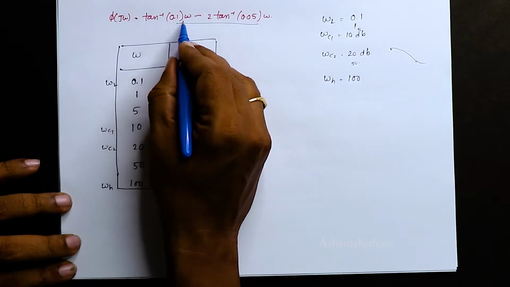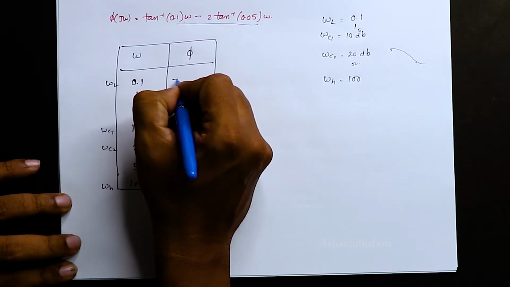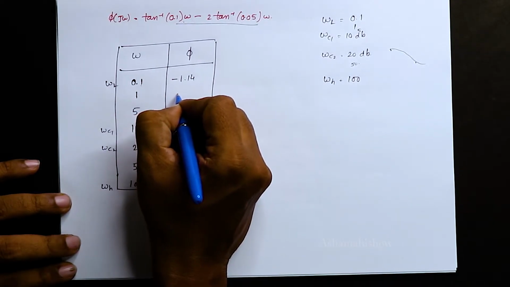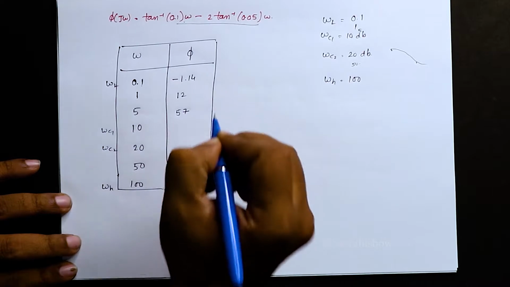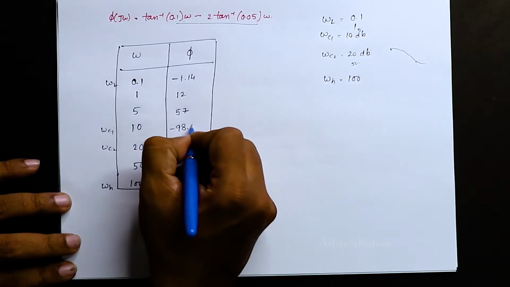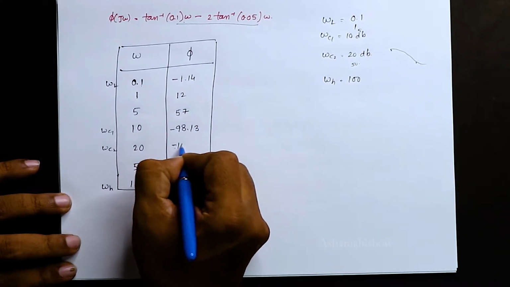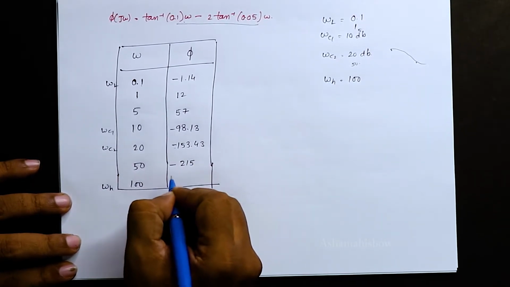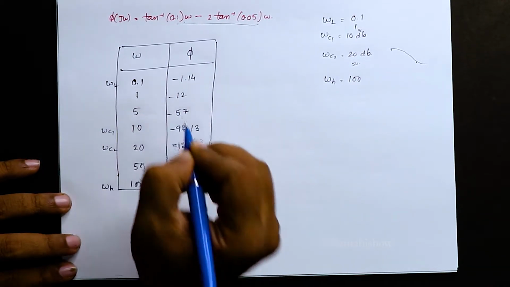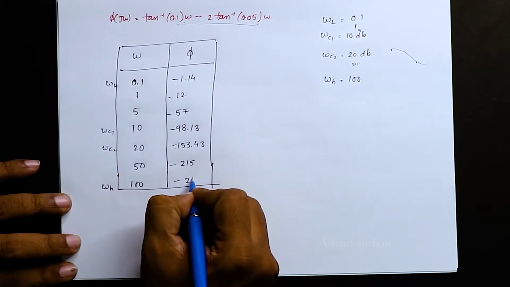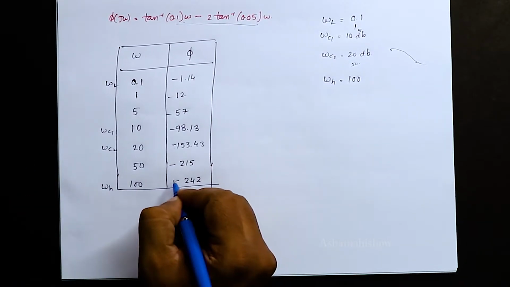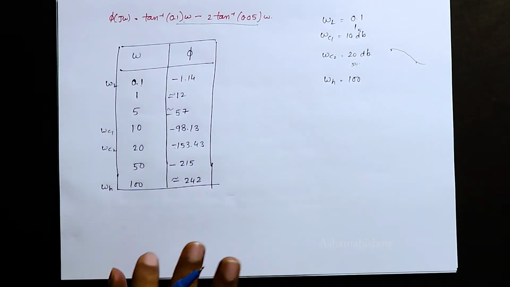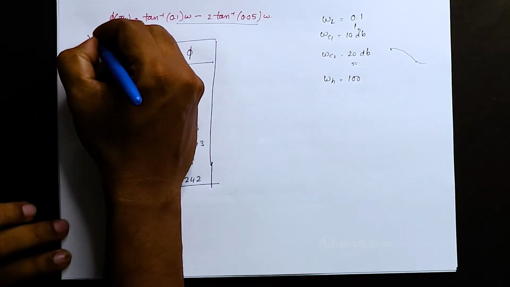If I substitute 0.1 here, I'll get a value of minus 1.14. Okay, I've already done this. For 12, I'll get 57; I'm giving approximation values here. This is minus 98 by 13. For 20, we get minus 153 by 43. For 50, I get minus 215. This is all minus only. And for 100, I'll get minus 242. These are approximations. So these are the values which I got for drawing a phase plot.